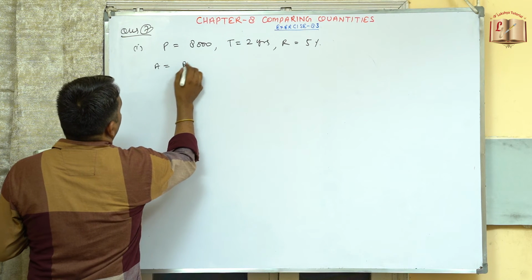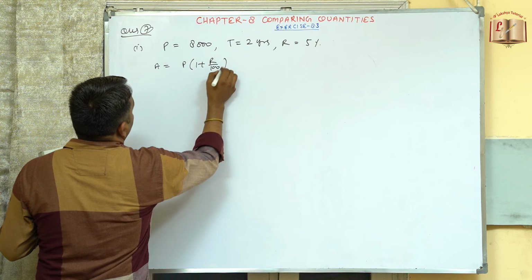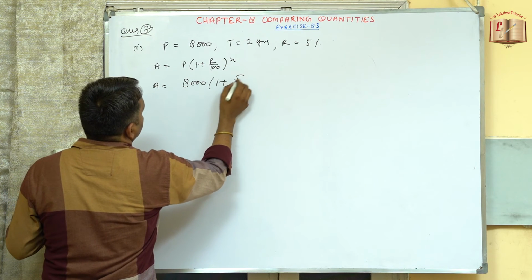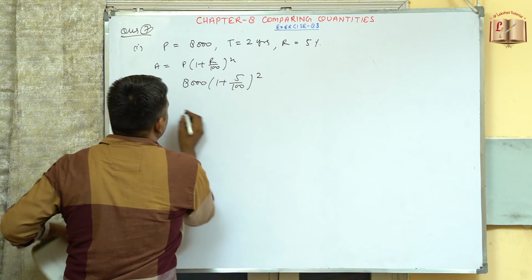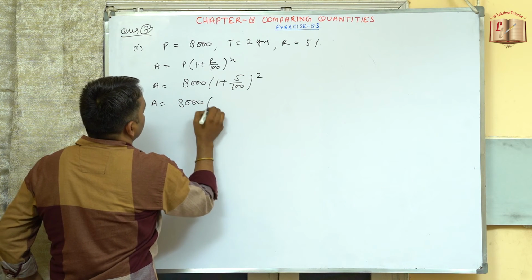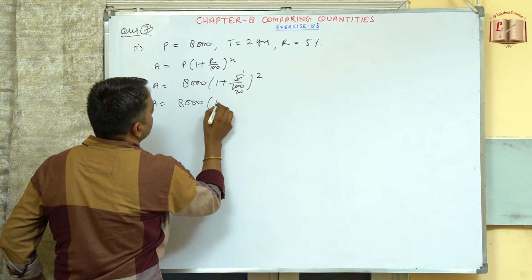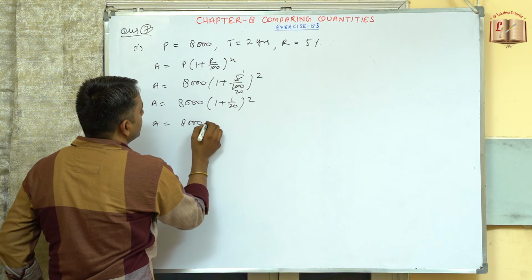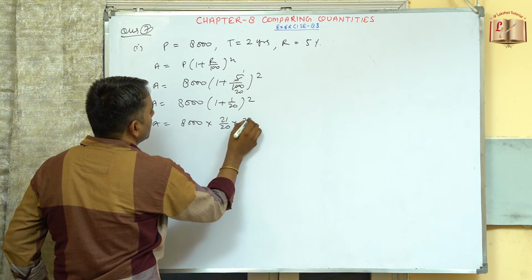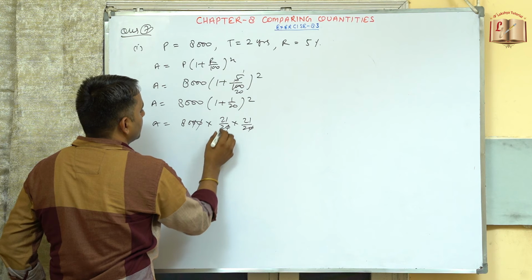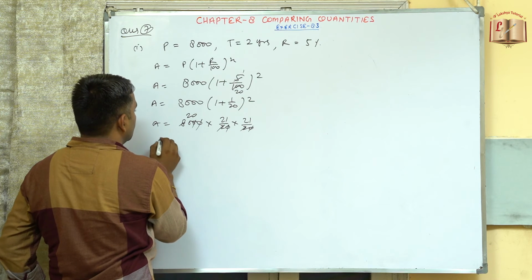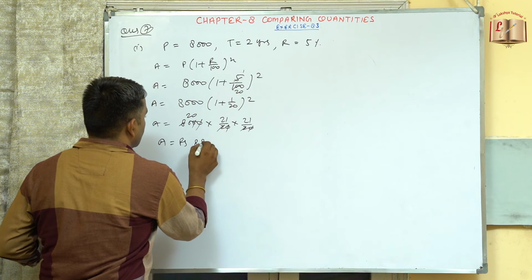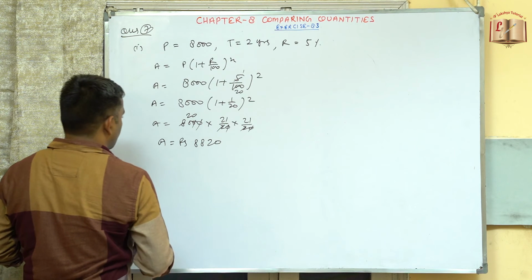So A will be equal to now P times 1 plus R by 100 to the power n. A equals to P is 8,000, 1 plus rate is given 5 by 100 to the power n is 2. So A equals to now 8,000, this is 1, this is 20. So this is 1 plus 1 by 20 squared. So A comes out to be now 8,000 into 21 by 20, 21 by 20. We can calculate this. This is 2, 4, this is 20. Now we can find out this A. A will be rupees 8,820.